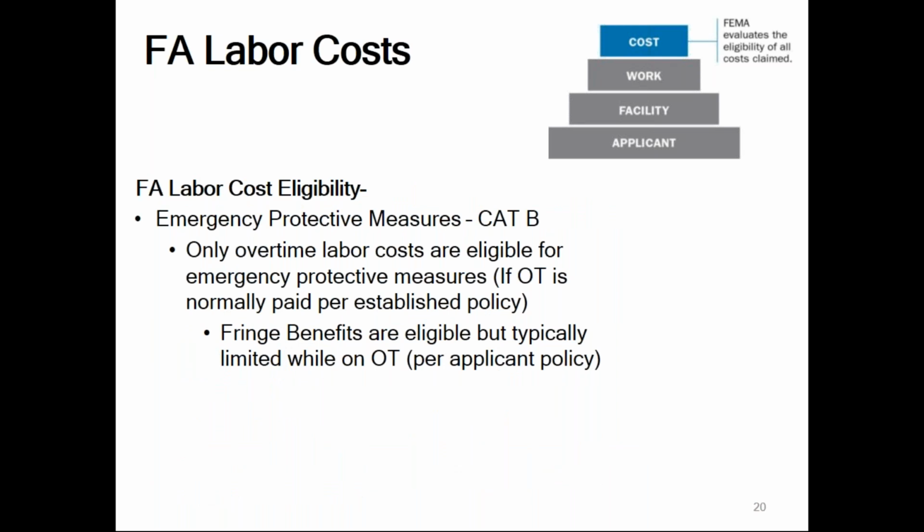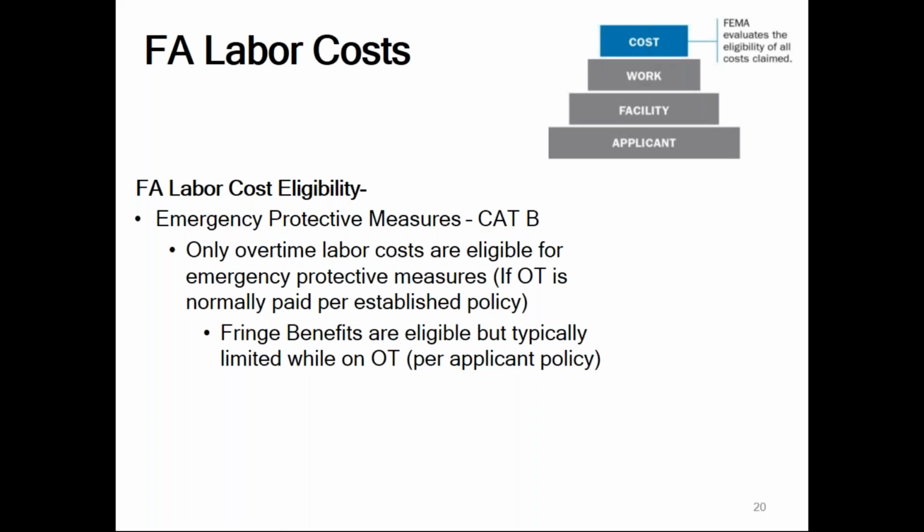Types of costs you might be incurring as an applicant are force account labor costs. When I'm referring to force account labor, this is referring to your own employees that are employed by you as the applicant. For force account labor cost eligibility under Category B, only overtime labor costs are eligible for emergency protective measures. That is, if the overtime is normally paid per your established policy.